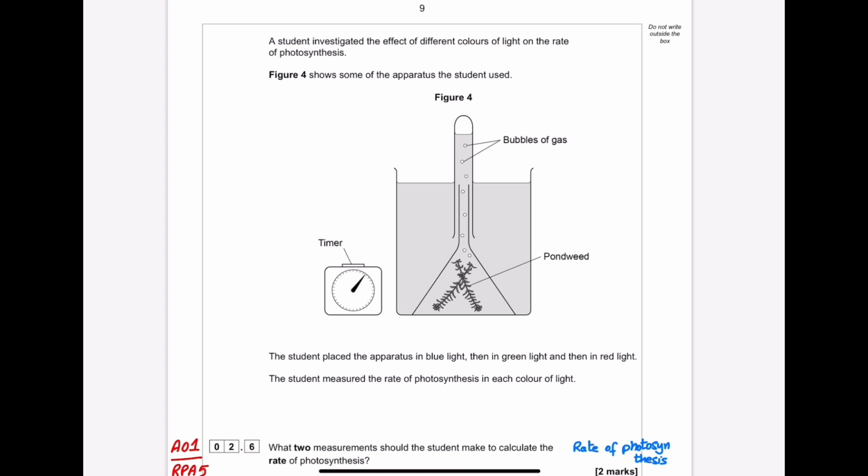So the key information is colors of light. The apparatus is shown here in figure number 4. The student placed the apparatus in blue light, then in green light, and then in red light. The student measured the rate of photosynthesis in each color of light.